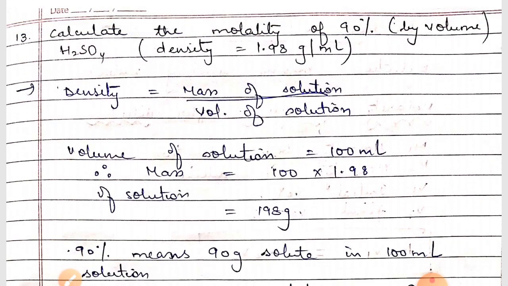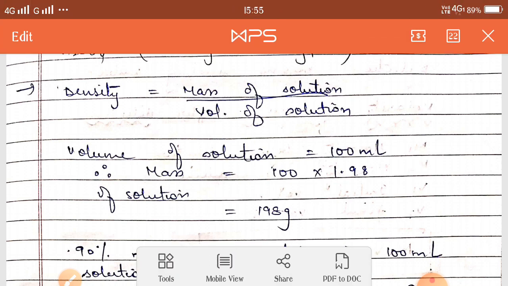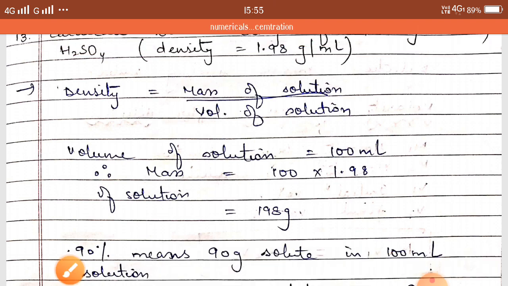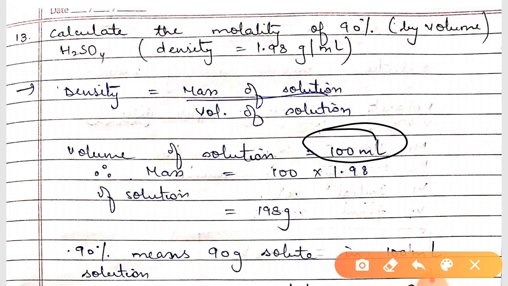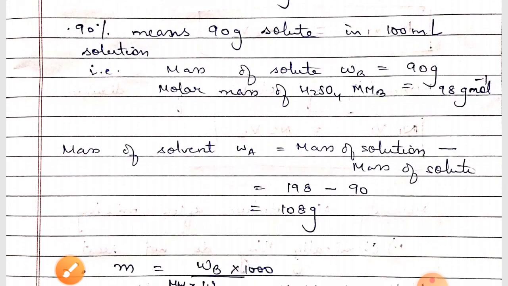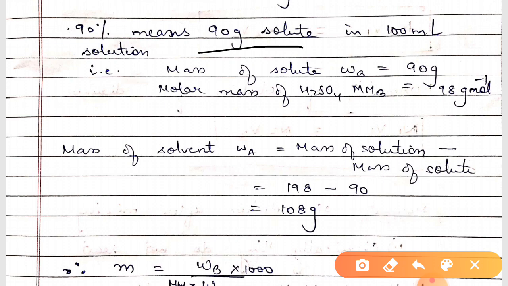First of all, with density, what do you mean? Density of solution is mass of solution upon volume of solution. So volume of solution, since the total is given in percentage, 100 is the volume of solution, and mass would be volume into density. Volume 100, density 1.98. So what is the mass of solution? 198 gram. And now this 90%, what does it mean? That 90 gram solute is in 100 ml of solution. So mass of solute WB is 90 gram.